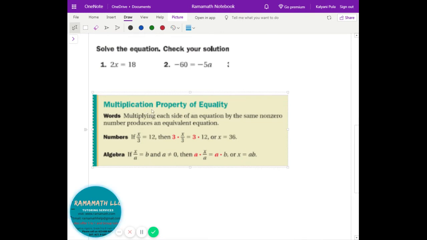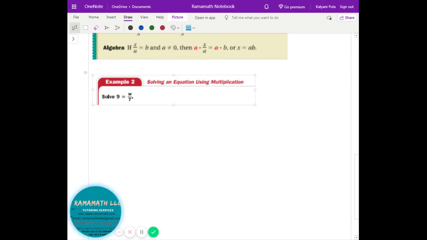Next one is the multiplication property of equality. What this property says is, if you multiply with the same number on both sides, the value does not change. So you'll get the same value when you multiply the same number on both sides. So we're using the multiplication property of equality.